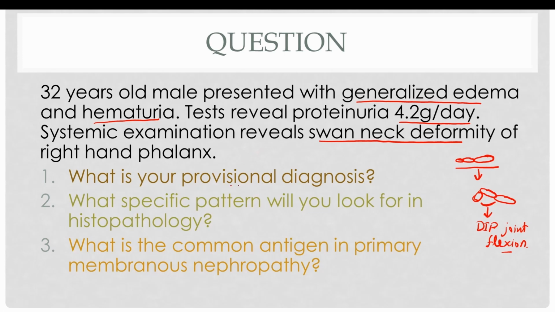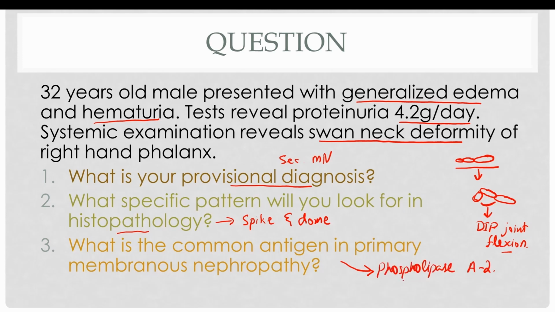So what is your provisional diagnosis? Provisional diagnosis is secondary membranous nephropathy. What specific pattern will you look for in histopathology? The specific pattern of membranous nephropathy is spike and dome pattern thickening of the glomerular basement membrane. What is the common antigen in primary membranous nephropathy? The common antigen in primary membranous nephropathy is phospholipase A2 receptor, which is present on podocytes.